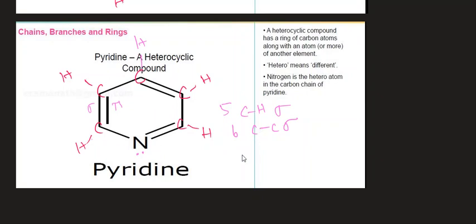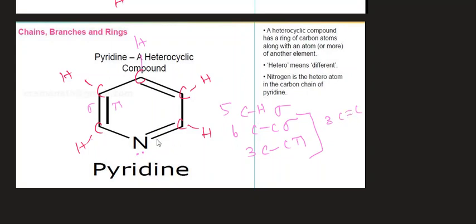And how many CC pi bonds are available? 1, 2, 3. So there are 3 CC pi bonds. How many double bonds are there? Together they form 3 CC double bonds. Do you understand? Sigma and pi combine together to form a double bond. Are you able to follow?